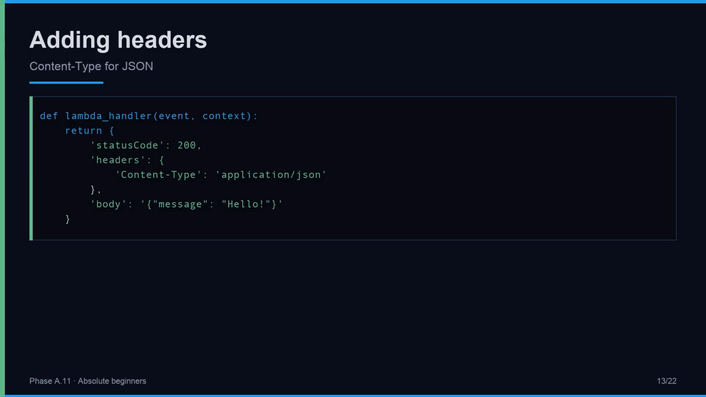A third key, headers, is optional but common. It is a dictionary of HTTP headers. The most useful one is content type. If your body is a JSON string, set content type to application/json so the caller knows how to parse it. Without this header, the caller might treat the body as plain text and fail to parse your JSON. Headers are a dictionary, the same structure as the event, just going the other direction. You learned dictionaries in the collections section, and now you see them everywhere in Lambda. Tell the caller it is JSON.